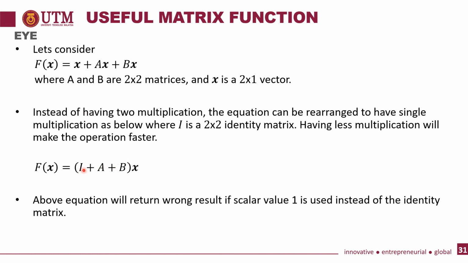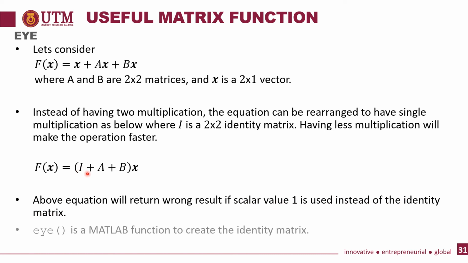What you must do is put in an identity matrix. So x multiplied by identity will become x, x multiplied by a will become ax, x multiplied by b will become bx. The above equation will return a wrong result if the scalar value of 1 is used instead of the identity matrix. So if your problem is a matrix, you must use identity. You cannot use 1, because it is a matrix.